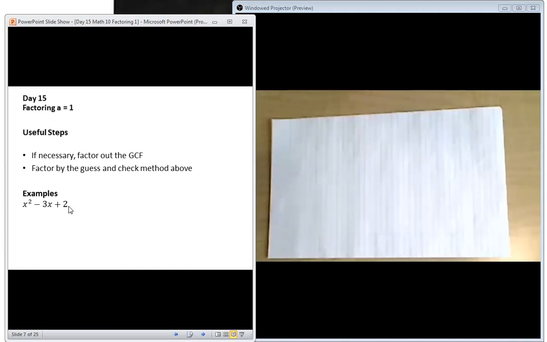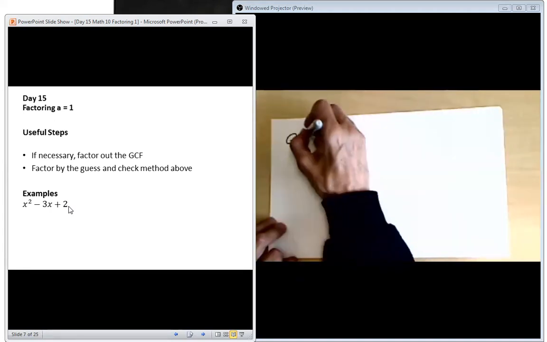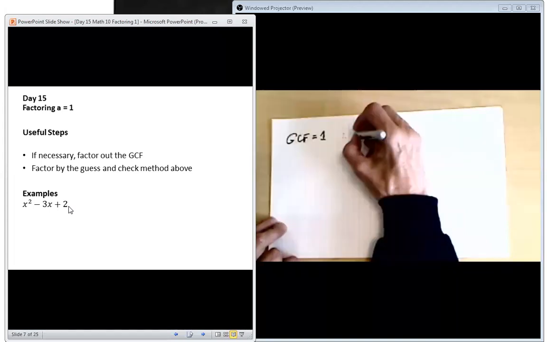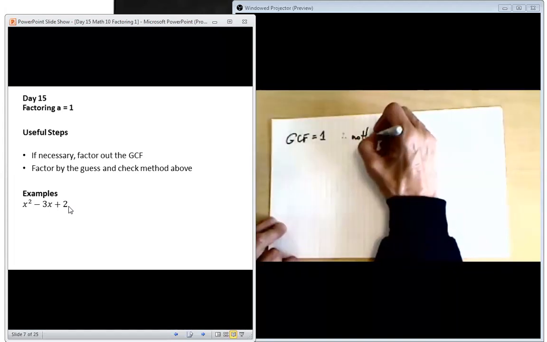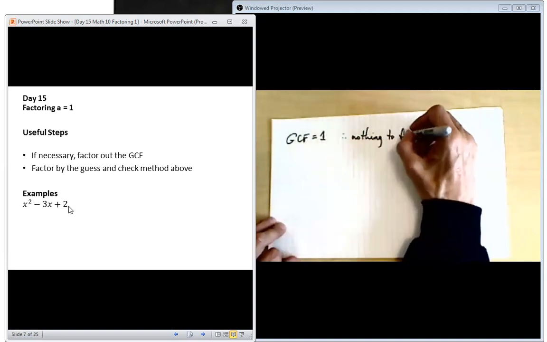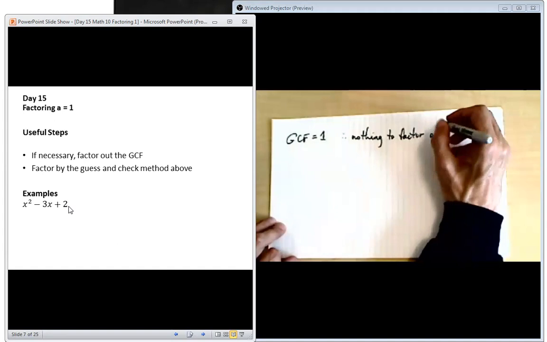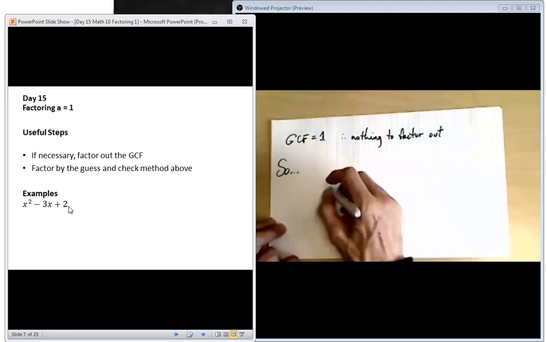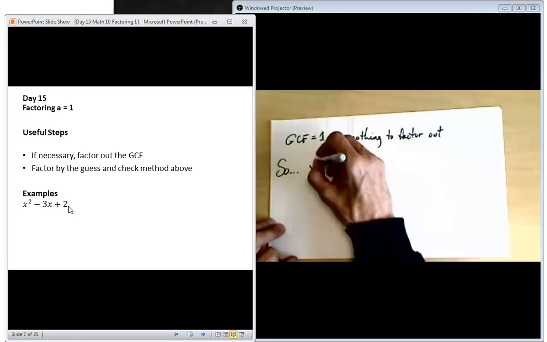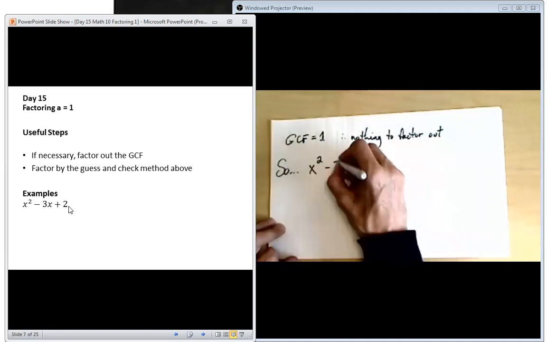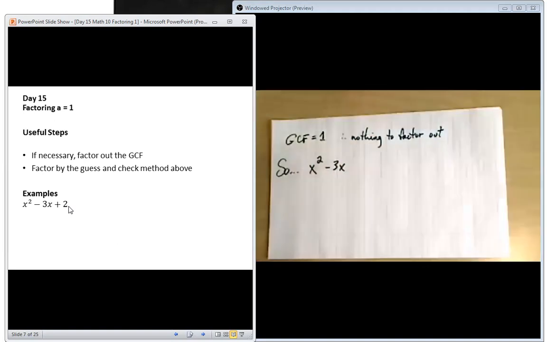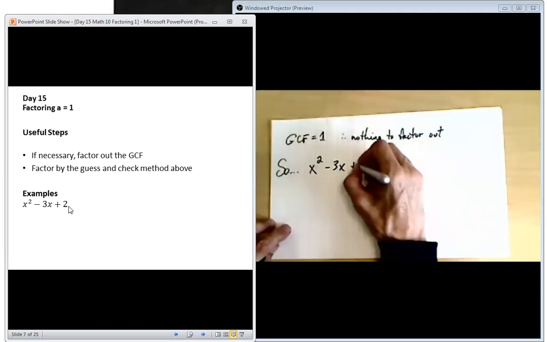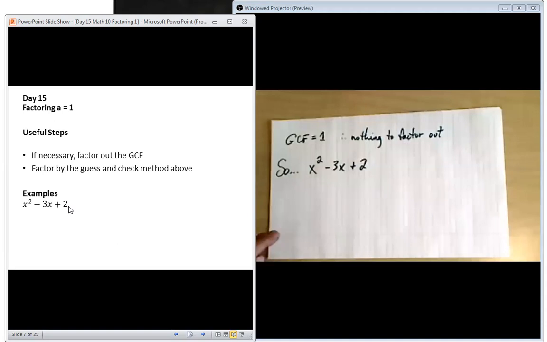Okay, so it's a trick question. There isn't one. It's like 1. So there's nothing to pull out, right? We can say GCF is equal to 1, and so nothing to factor out to start with. So what do we have now, what's left over? We have x squared minus 3x plus 2 like that.